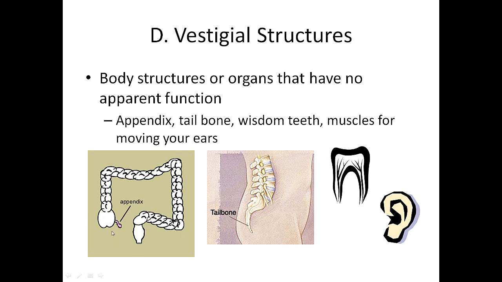The appendix, tailbone, wisdom teeth, if you can wiggle your ears, those muscles, they don't really serve a purpose in us anymore. However, in the past they may have. Think of dogs and cats and animals with big ears. They can control the way that their ears point to help them hear better. Well, we can't really do that because of where our ears are placed on our head, and we don't really need to. So those muscles, which were from a common ancestor a long time ago, just have not evolutionarily disappeared yet.